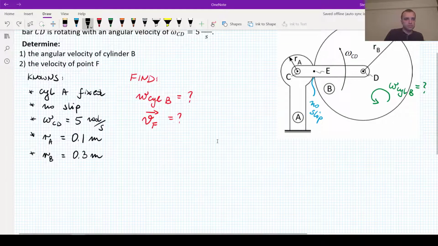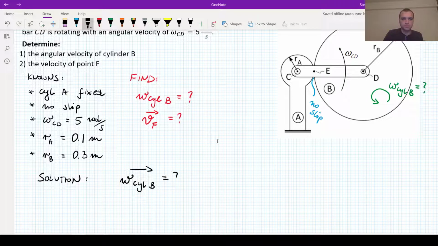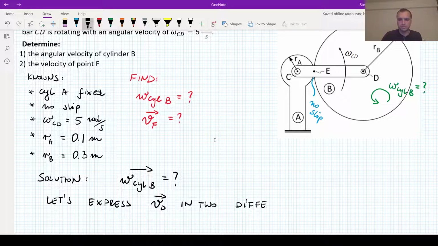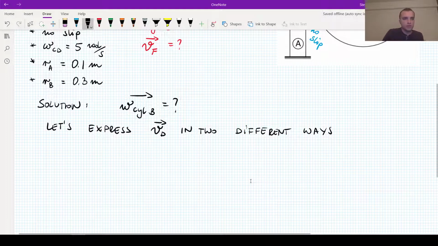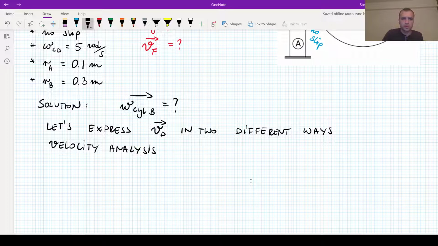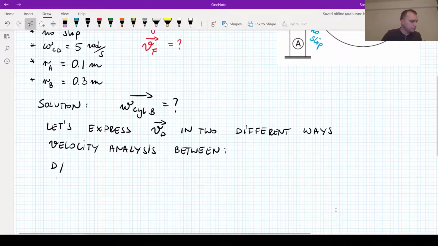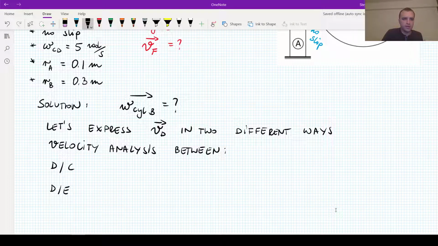Okay, so our solution is the following. Let's find omega cylinder B. In order to do so, let's express velocity of point D, so this point, in 2 different ways. What do I mean by that? I mean that we should do velocity analysis between D and E, and D and C.